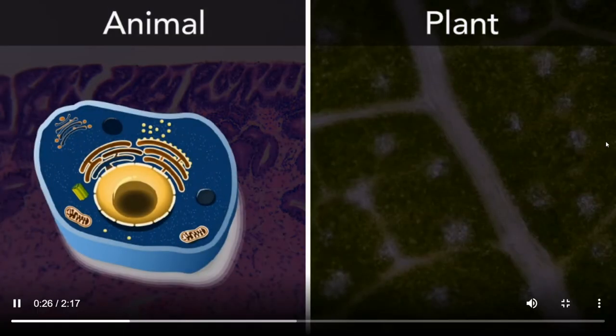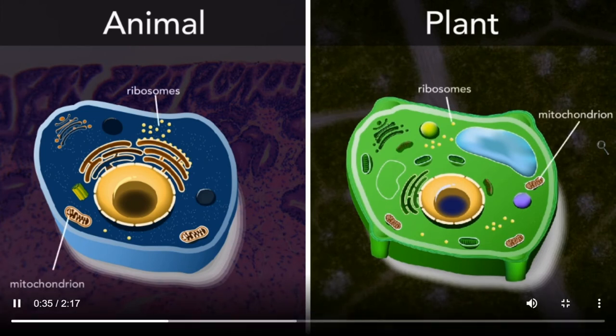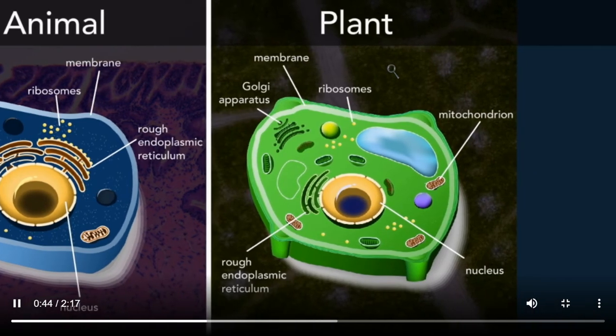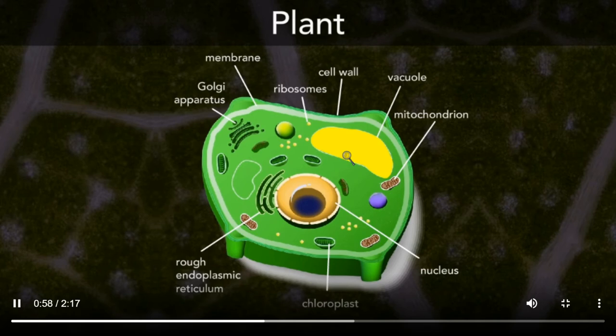On the left is an animal cell, and on the right is a plant cell. Both plant and animal cells have mitochondria, ribosomes, nuclei, endoplasmic reticula, Golgi apparatuses, and cell membranes. However, plant cells have chloroplasts, a large central vacuole, and a cell wall. Animal cells also have vacuoles, but plant cells have much larger vacuoles.